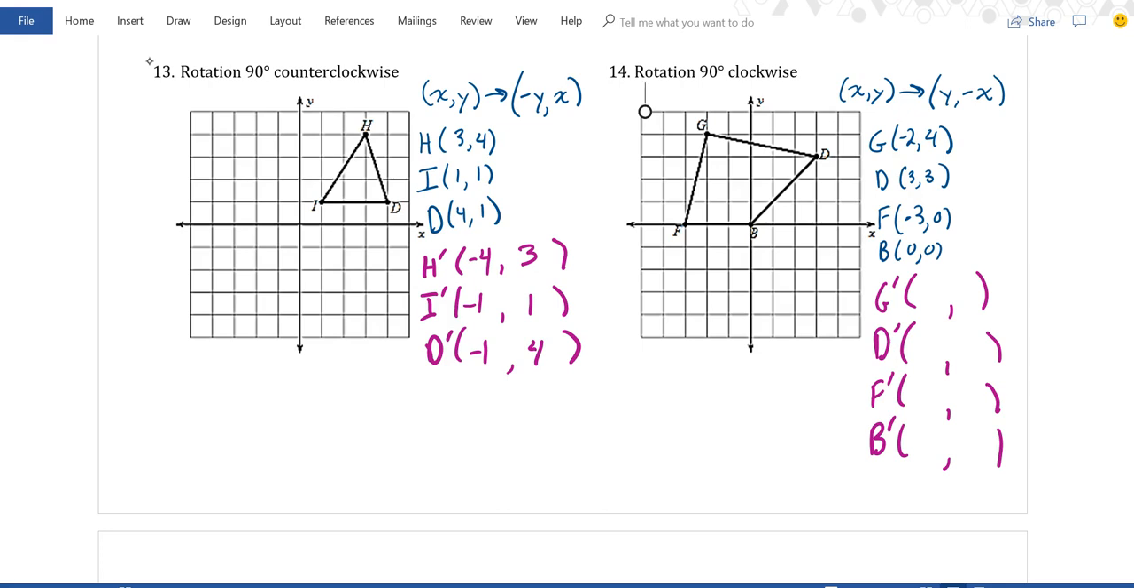So I'm going to take my y values and just leave them as they are. And then we're going to go ahead and take the x's and switch their signs. So negative 2 becomes positive. Positive 3 becomes negative. Negative 3 becomes positive. And 0 is just 0. So we'd go ahead and plot those points, and then we'd have our translation there. Or not translation, our transformation of a rotation.